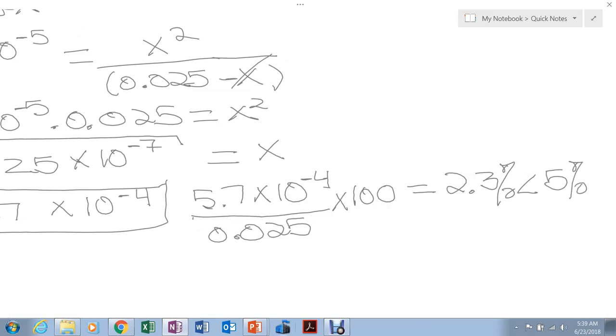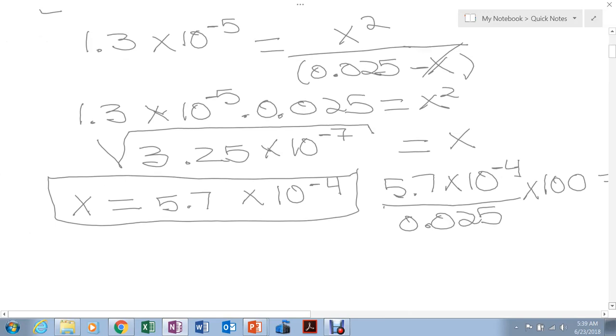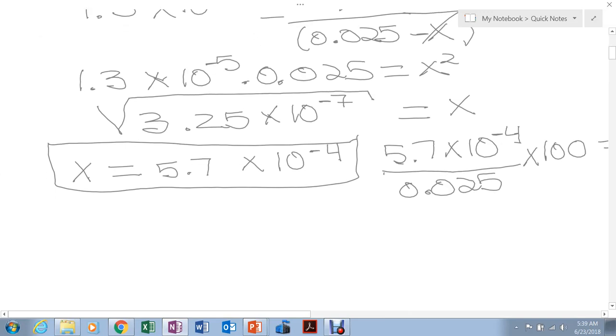You see here. So the concentration of H3O plus is going to be 5.7 times 10 to the negative 4 molar.